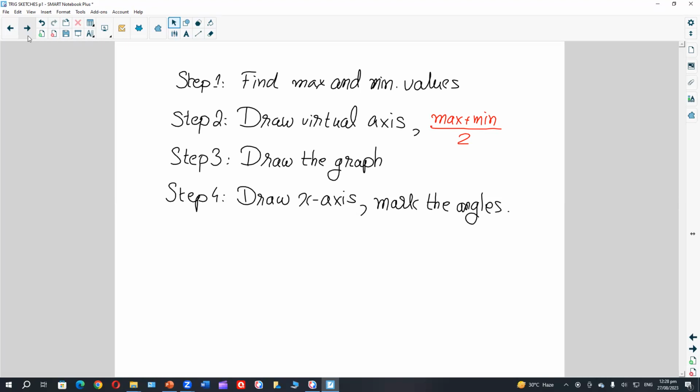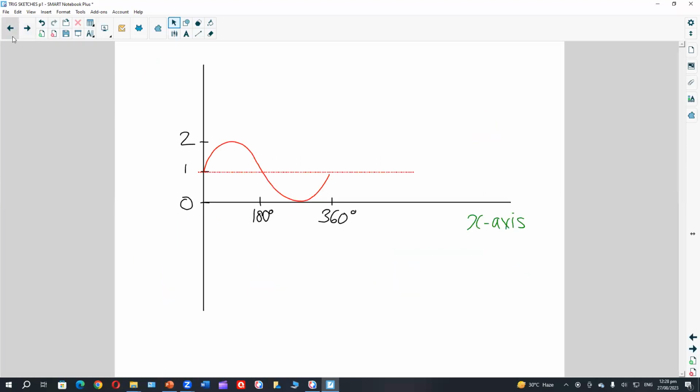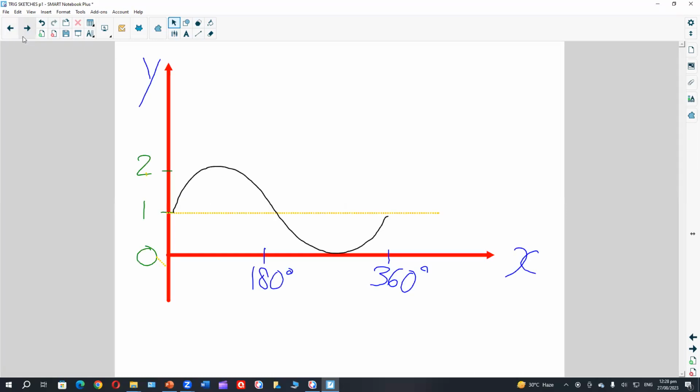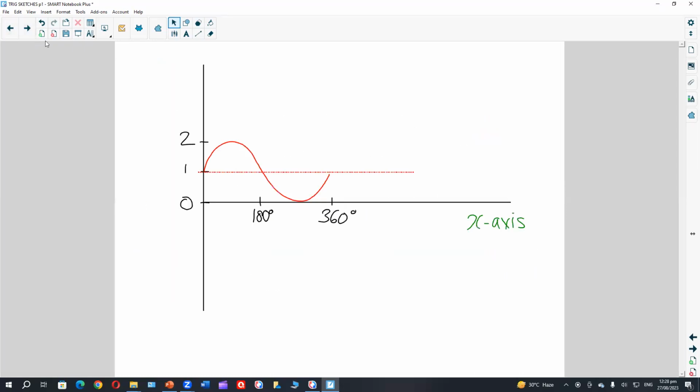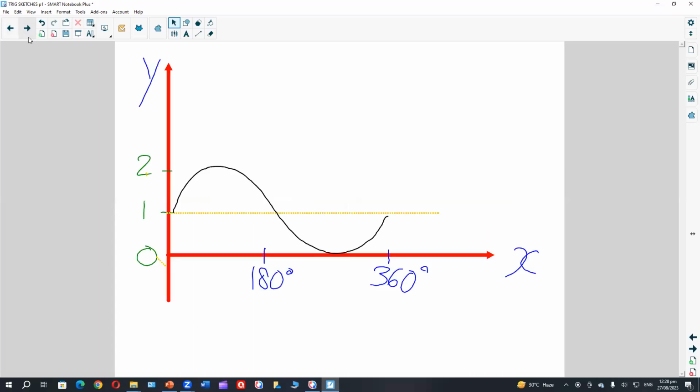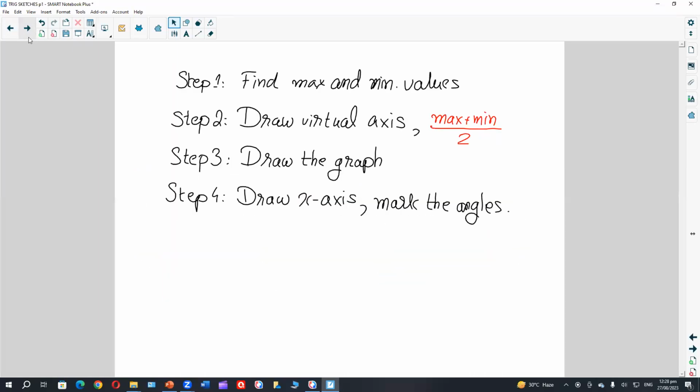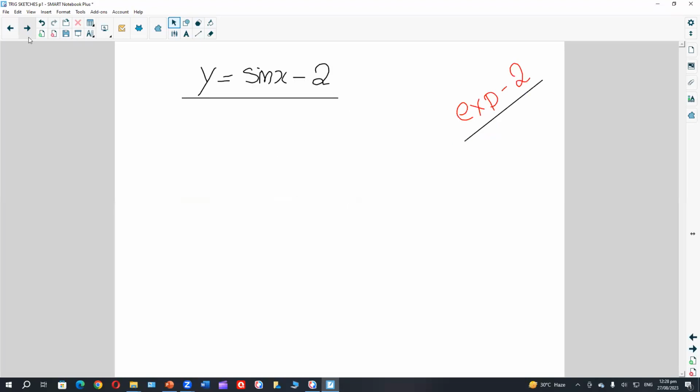Sir, are we talking about the sketch of sine x plus 1, right? Sine x plus 1 we have drawn, na? Just like we have just drawn it. This was sine x plus 1. Yes, this is the same sketch. Please look carefully, this sketch and that sketch are the same. These steps are to be learned and these steps are used for all sketches.